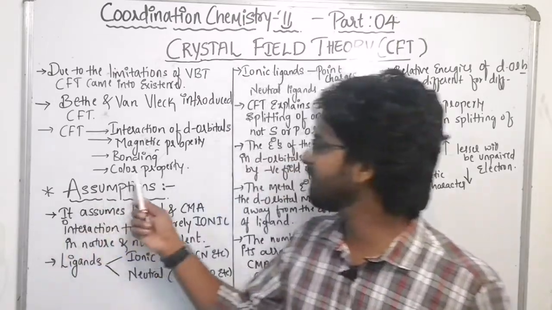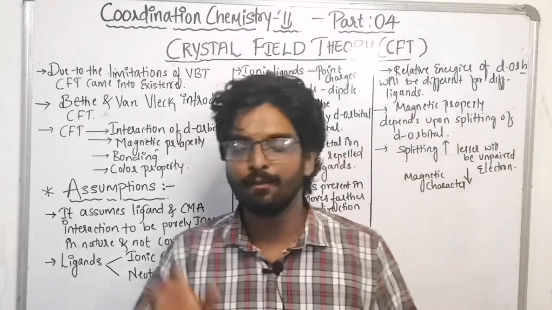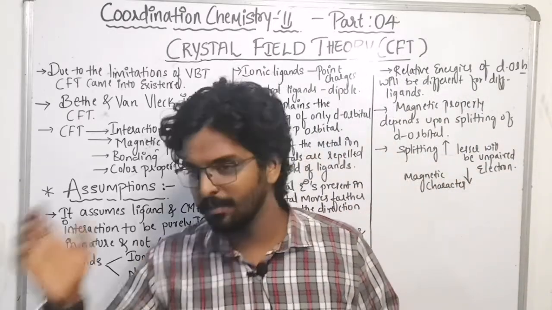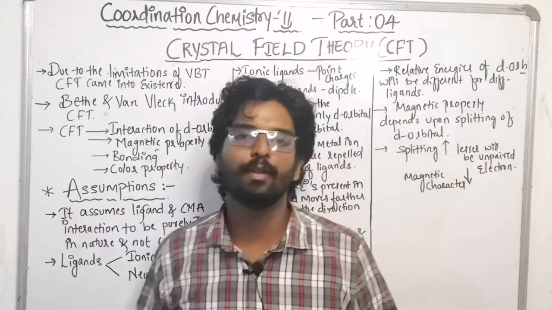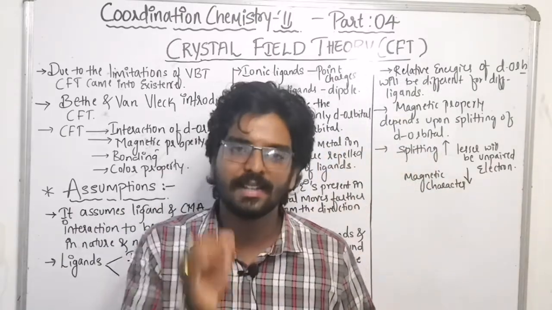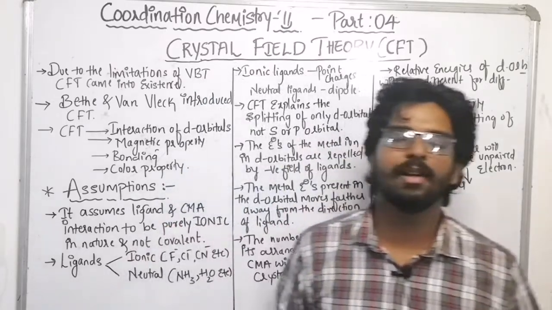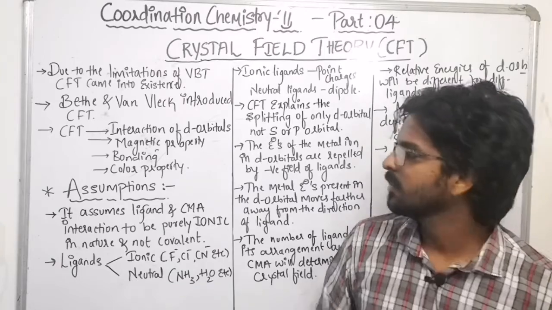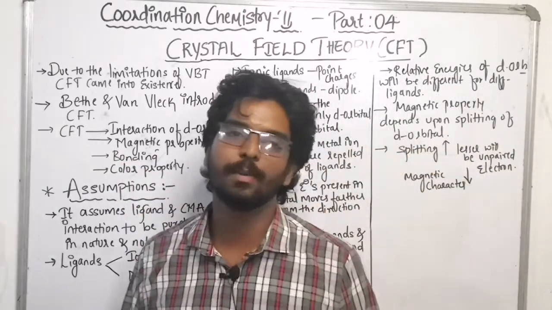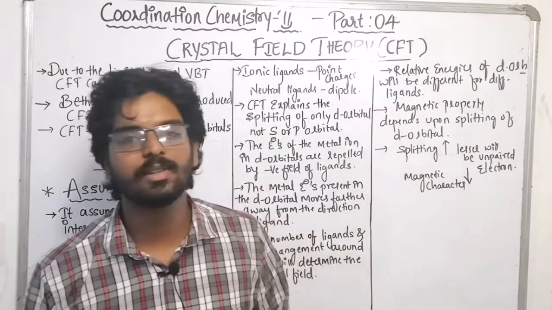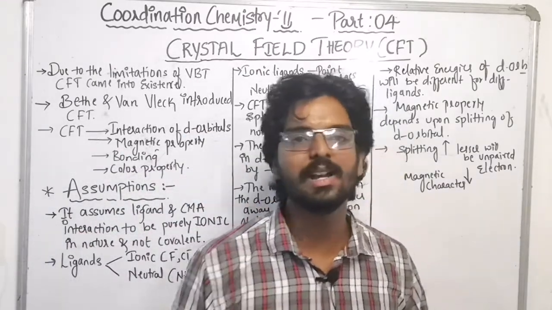One thing is the color, the second thing is that it explains the bonding also, and along with that, the one property which was not explained by VBT was explained by CFT, that was the magnetic property of a given coordination complex. Here the exact matching took place with CFT when we calculated the magnetic moments. In the same way, the CFT also explains the interaction of the d orbitals. In the complexation process, the metal d orbitals are involved.